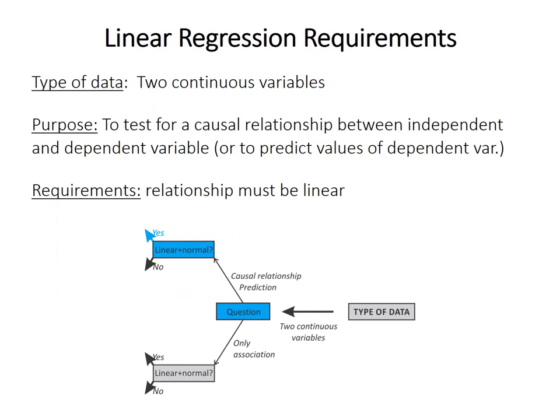So linear regression requires two continuous variables, and as I mentioned earlier, your goal is generally to test for a causal relationship between the independent and the dependent variables, or your goal might be prediction. So I'll discuss the assumptions and the requirements in more detail later on, but the most basic requirement is that the relationship that you're looking at must actually be a linear relationship.